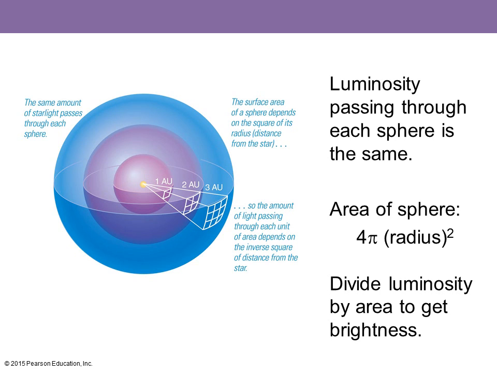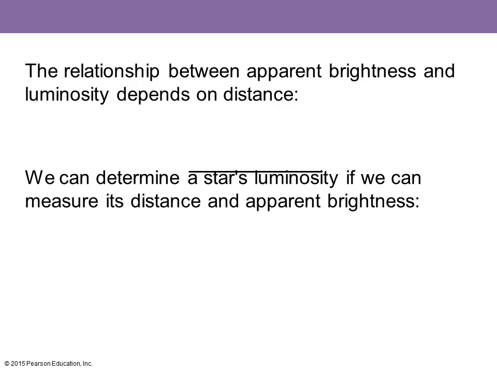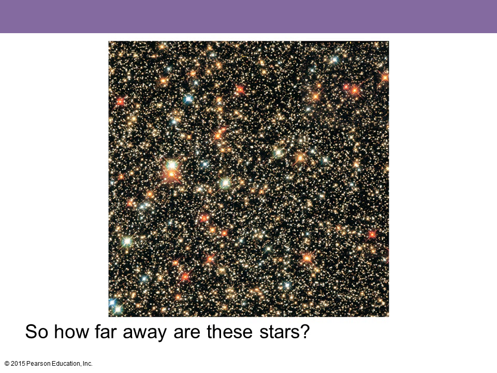The luminosity passing through each sphere, as we see here, is the same, but if it's over a larger area, then it's going to naturally appear dimmer. So the relationship between apparent brightness and luminosity depends on distance. We can determine a star's luminosity if we can measure its distance and apparent brightness. So we can find luminosity if we can measure distance, and we can measure apparent brightness. Distance is the one that can be tough, obviously.